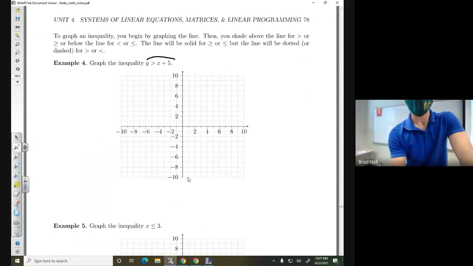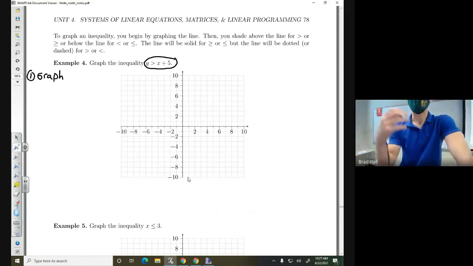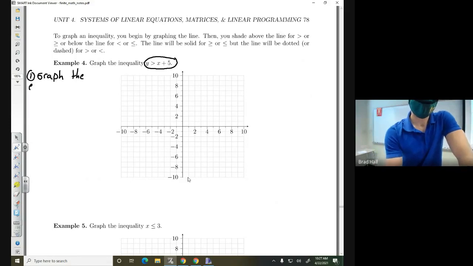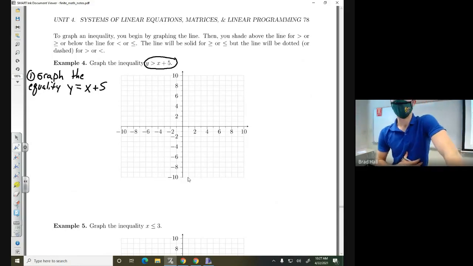So here's the inequality. The first thing we have to do is graph the equality, the underlying equality. Which just simply means take out the inequality symbol and put an equal to sign there. You would graph it as if it were a standard problem from the very beginning of this unit.